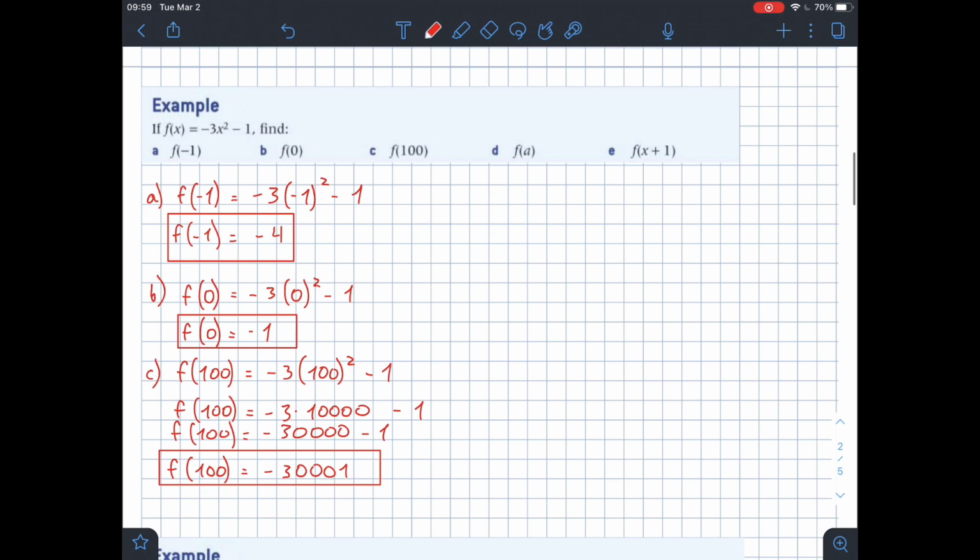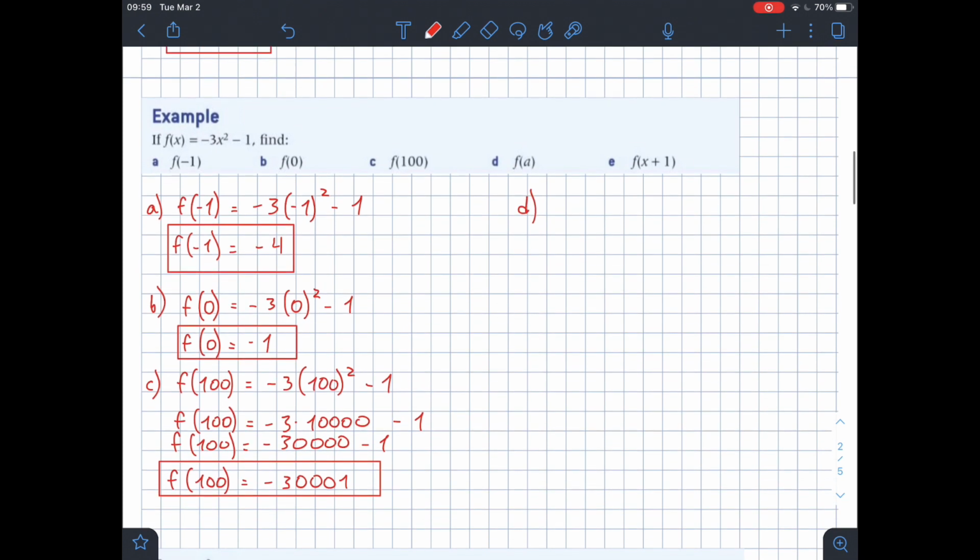Then for part D and E, let me do that in this column here. F of a, so we're now plugging in a letter. So it's the same thing. F of a would be negative 3 times a squared minus 1. So the answer would be left just as it is. Negative 3a squared minus 1. We cannot do anything else here, so we're going to leave it like that.